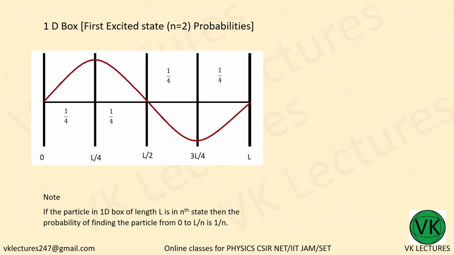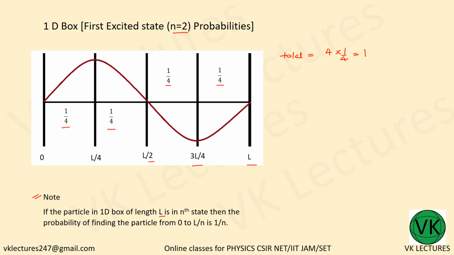For the same 1D box, if you are dealing with a wave in the first excited state, that is n equal to 2, the probabilities from 0 to L by 4, L by 4 to L by 2, L by 2 to 3L by 4, and 3L by 4 to L are 1 by 4, 1 by 4, 1 by 4 and 1 by 4. Now the total probability you can check, this will be 4 times 1 by 4, so that's equal to 1.